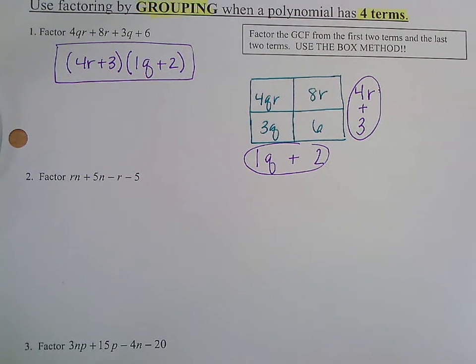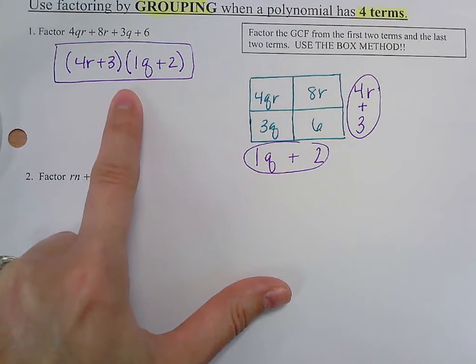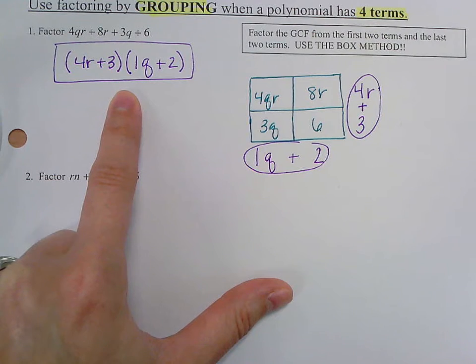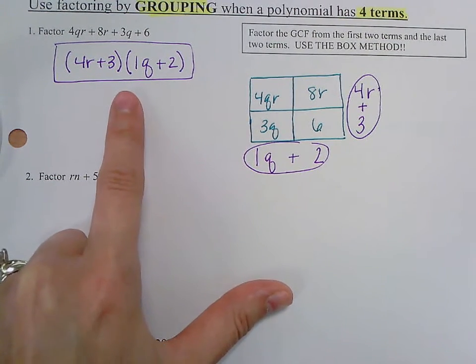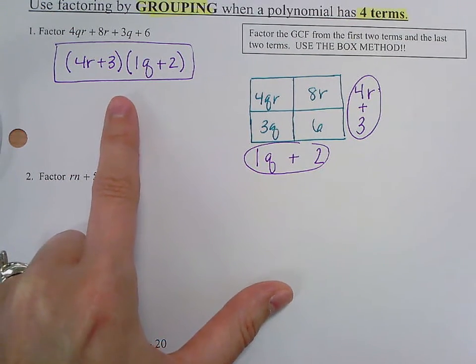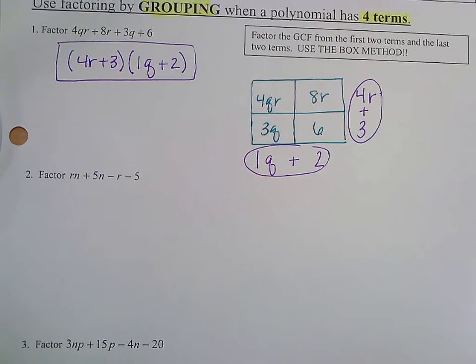Okay, but it requires taking out GCFs. And it is, like I said, the reverse of, well, actually, let me ask you this. If I wanted to check and see if this was right, what would I do? I could use another box method, but what am I doing? Casey? You're doing FOIL. Yes, you're multiplying. So you could check using FOIL.